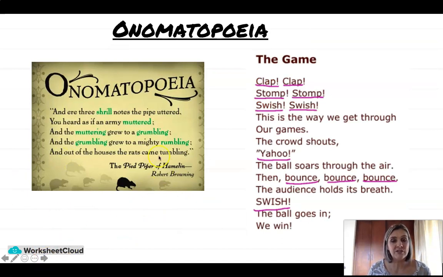So the one is actually from the Pied Piper of Hamelin. "And ere 3 shrill notes the pipe uttered, you heard as if an army muttered, and the muttering grew to a grumbling, and the grumbling grew to a mighty rumbling, and out of the house the cats came tumbling." Tumbling would also be an example of onomatopoeia, but you can see the ones that we've highlighted in green. And obviously there's a lot of rhyming happening here.